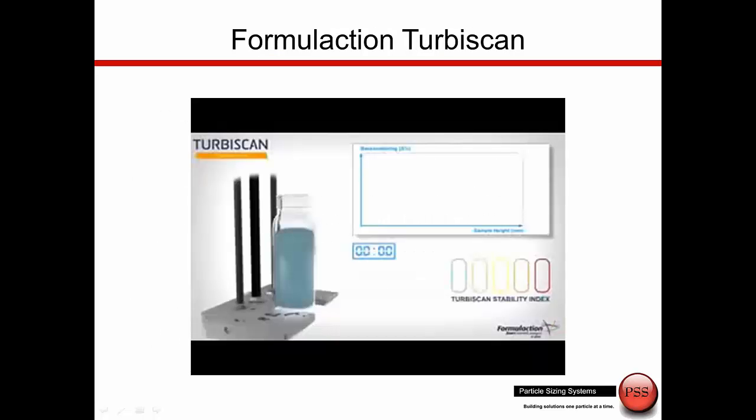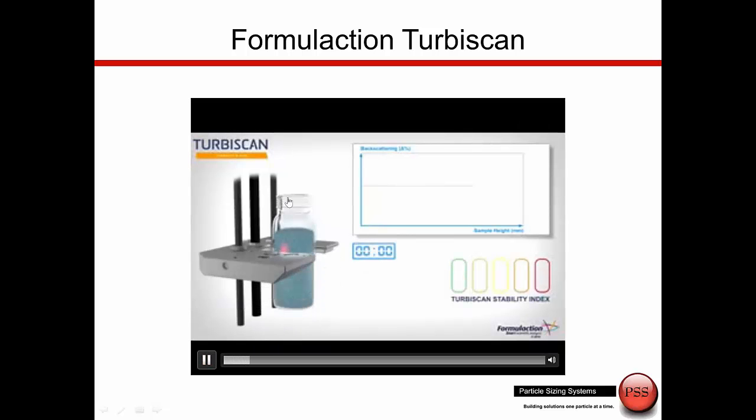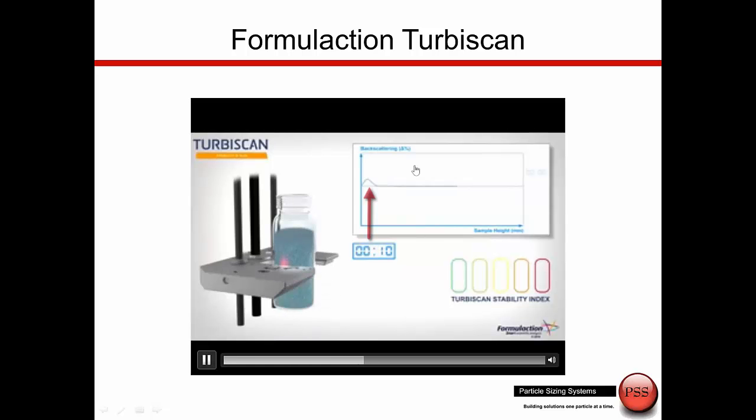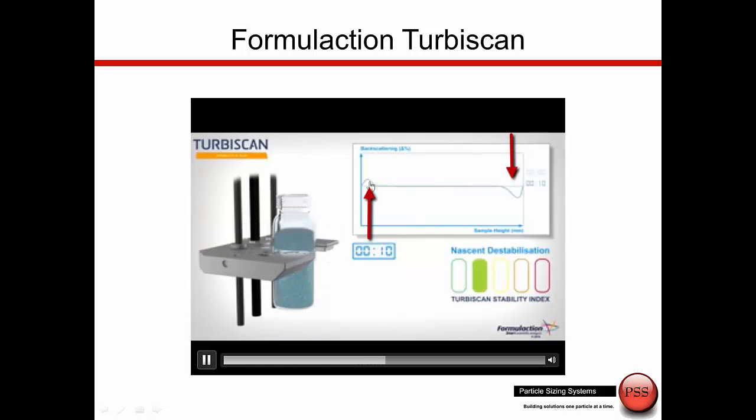Now, the direct measurement of stability that I used was the Formulaction Turbiscan, which we have an image of here. And the way the Turbiscan works is, here is my sample, and the Turbiscan scans up and down the sample. And it has both a backscatter and a transmission detector. So what we see here is after a certain amount of time, it'll scan again. And what we see are changes at the top and bottom of the sample.